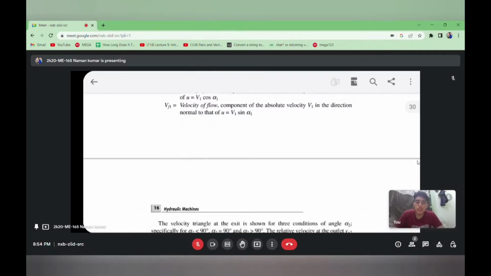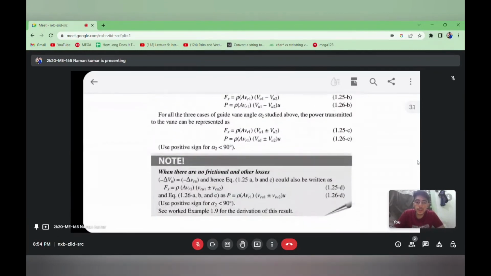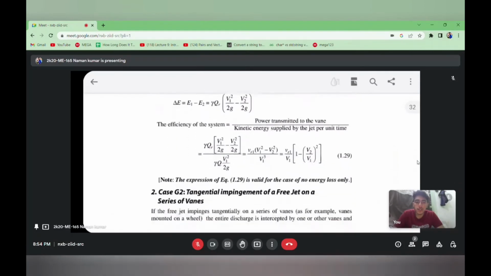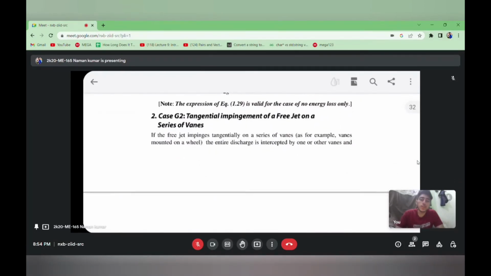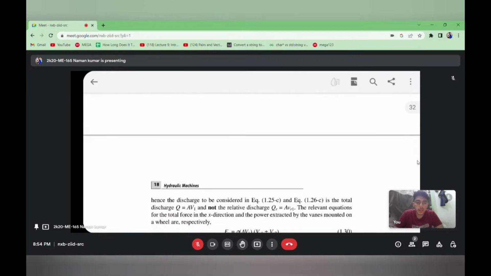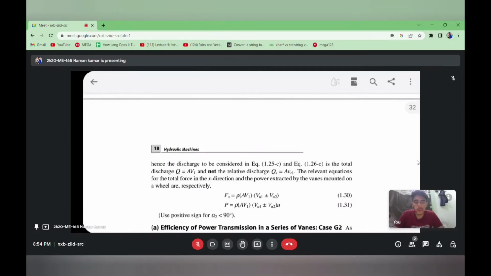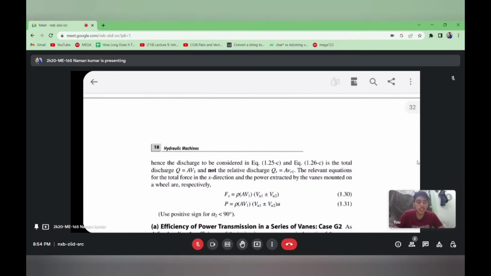So move on to our topic, that is, tangential impingement of free jet on series of vanes. So I want to show why we use V1, absolute velocity, instead of VR1. It is because the total discharge Q is equal to A times V1 and not the relative discharge. In this case, we are using the total discharge in case of series of vanes, and in case of a single vane we are using relative velocity VR1.